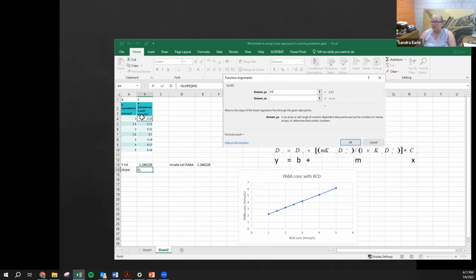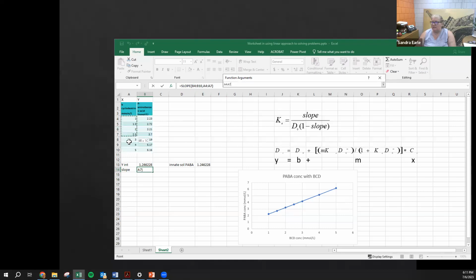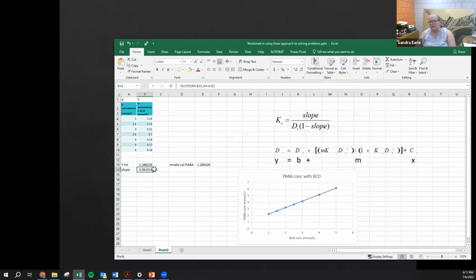And I have known y's and known x's here. And so here is the slope of my line. It's almost 1, right? 0.981. So our slope is 0.981. The slope itself, remember, is just sort of a mess. It doesn't tell us too much. But if we use the slope in this equation here, we can determine the Ka.